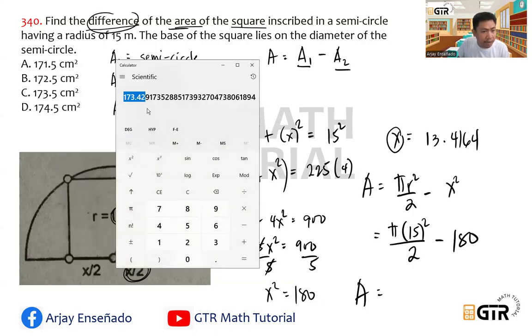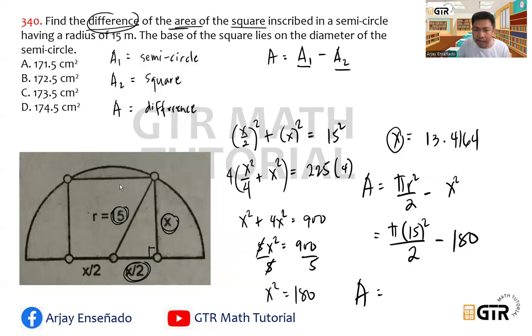Then we can round it off to two decimals or one decimal. The closest answer is 173.5, so that is letter C. This is due to rounding error, probably. Therefore, the correct answer is letter C, 173.5 square centimeters. So that's it.